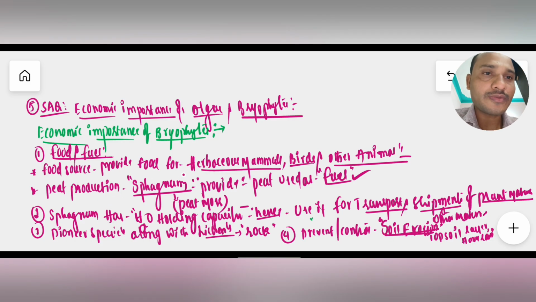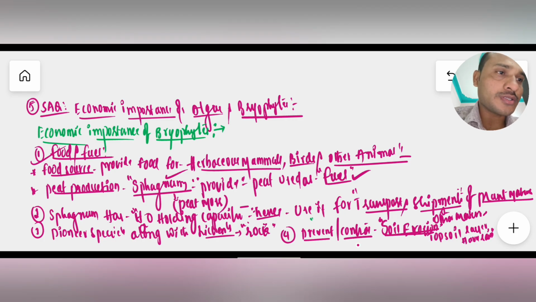So these are the various important roles of bryophytes. Remember: food and fuel, food source, and peat production. Especially Sphagnum is also used for transport and shipment of plant material because it has high water holding capacity. They are pioneer species along with lichens on rock, and they control soil erosion, protecting the soil layer from heavy rain. So these all are various importance of bryophytes.